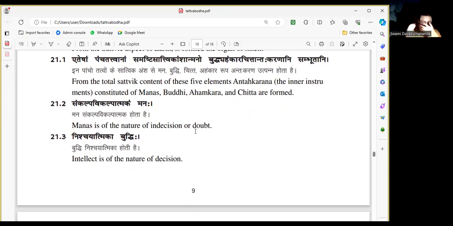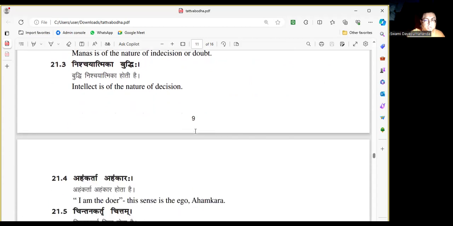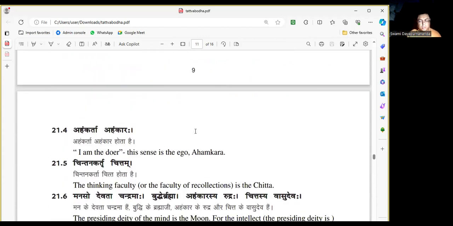Earlier for Manas he said, Sankalpa Vikalpanatmakam Manah. That was the nature of indecision and doubt. But here Buddhi is Nischayatmika Buddhi. Intellect is the nature of decision, when it takes a firm decision: I will do this or I will not do that. Before taking the decision, when he is still thinking and cogitating over it, that function is called Manas. And when he takes a firm decision, then it is called Buddhi. Then the latter two, Ahankara and Chitta, will also come.